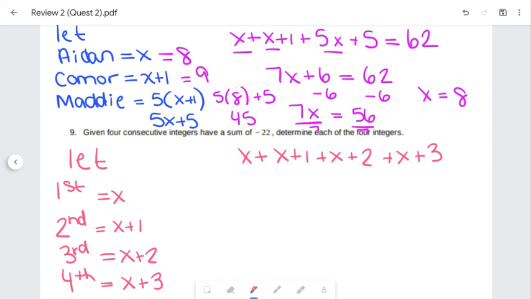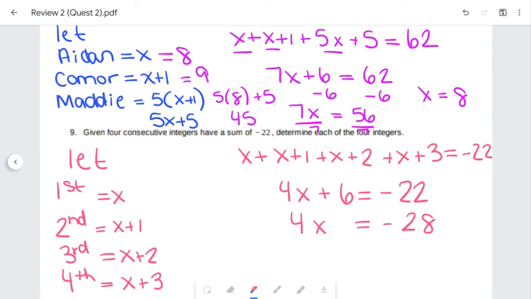Make it so I can fit that on my screen. We combine our like terms to get 4X plus 6 equals a negative 22. We're going to subtract the 6 from both sides to get a negative 28. Divide by 4, X equals a negative 7. So we know X equals negative 7. Plus 1 is negative 6. Plus 2 would be negative 5.